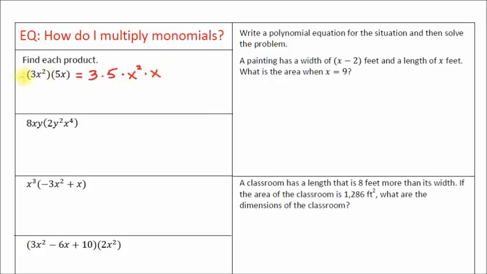So what I did was rearrange this so all the constants are in the front and all the variables are in the back. I only have x's. If I had y's, I would have put the y's at the end. Here's what I want you to see. When you're multiplying, in this case, these are like terms. So 3 times 5 is 15. This is 15. And then take a look at the x squared and the x.